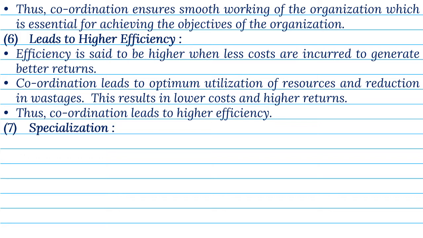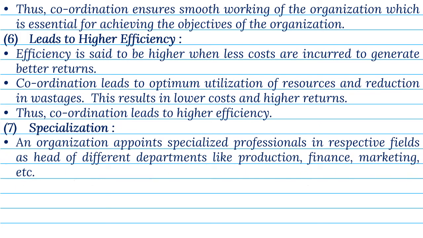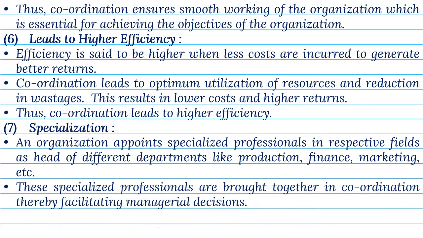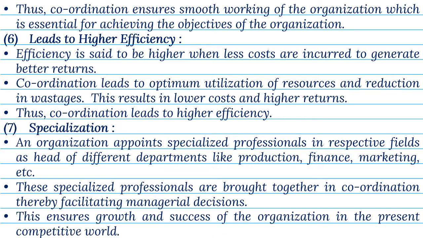7. Specialization. An organization appoints specialized professionals in respective fields as head of different departments, like production, finance, marketing, etc. These specialized professionals are brought together in coordination, thereby facilitating managerial decisions. This ensures growth and success of the organization in the present competitive world.